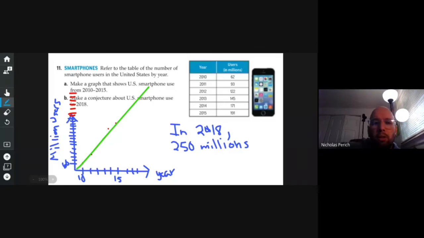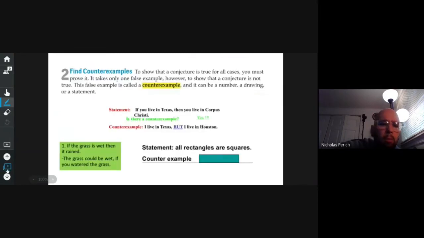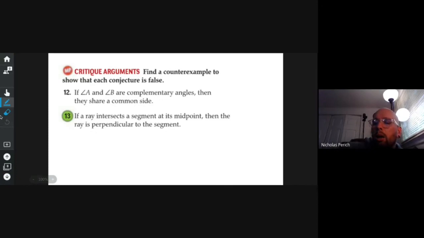That's a conjecture. A conjecture is you're using information to say something, whereas I guess I thought this was going to be a counterexample problem. That's probably going to come next. Yes. This is the argument. We are going to come up with a counterexample, a reason to show that each conjecture is false.